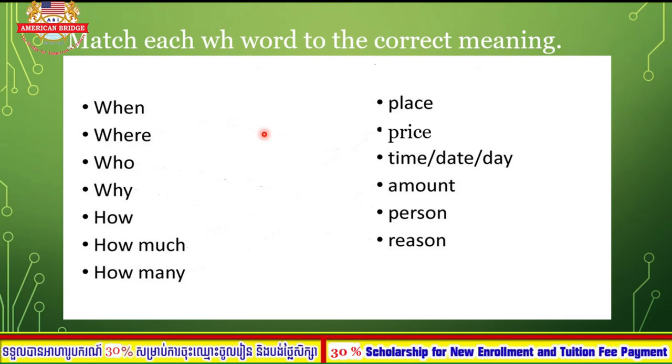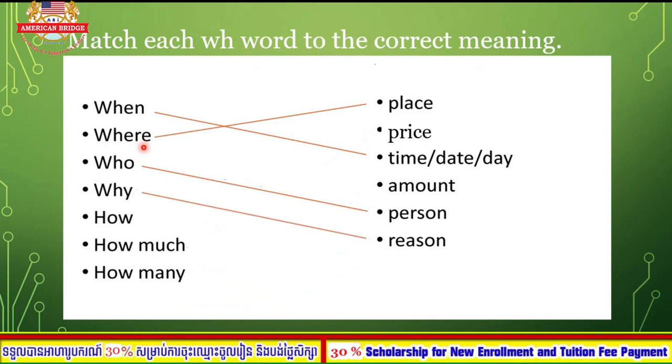Okay class, welcome back. So now we will check the answers together. When. So when asks for, yes, time, date or day, right? How about where? Yes, it asks for the place. Who, person. Why, reason. Example, why do you learn English? Because I want to speak English well. So you tell them about the reason. Actually how, we cannot find the meaning here, so we skip it and jump to another word.